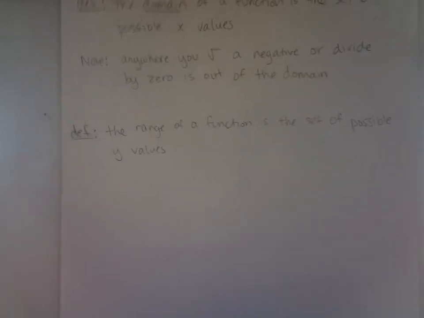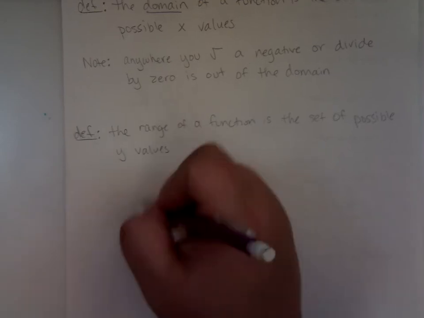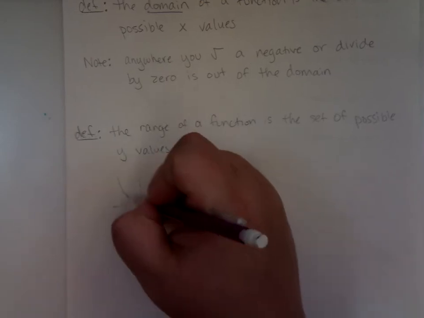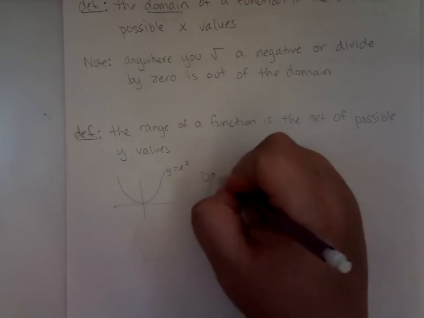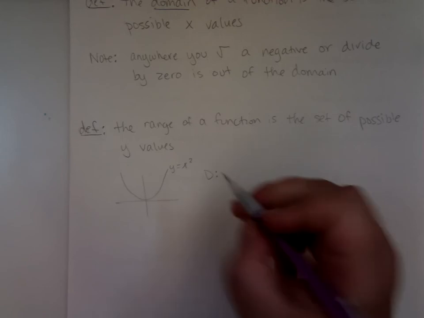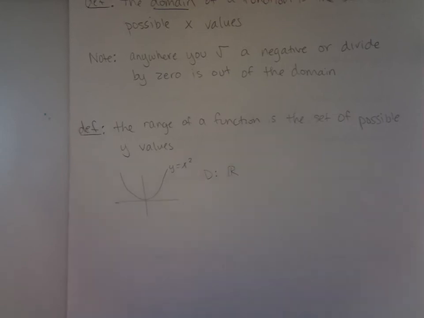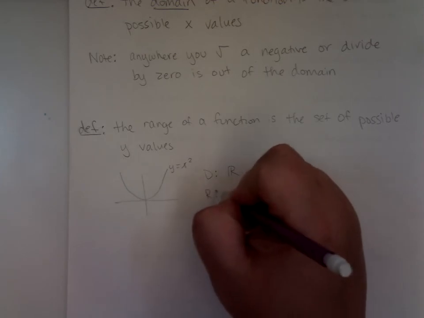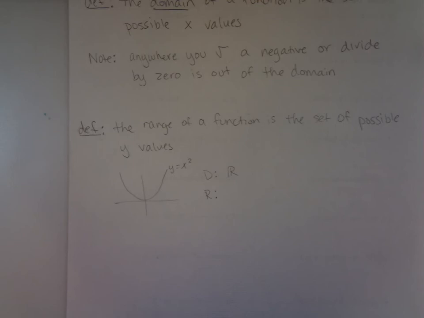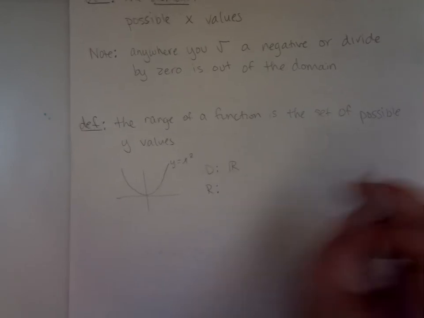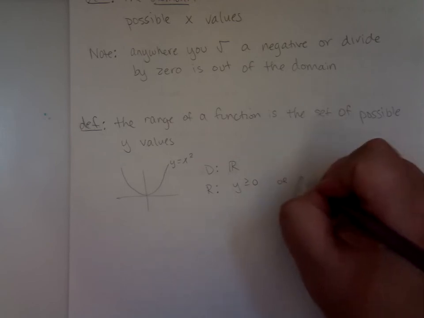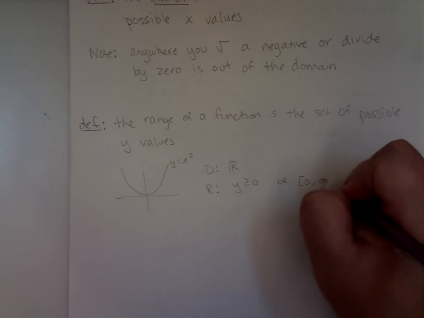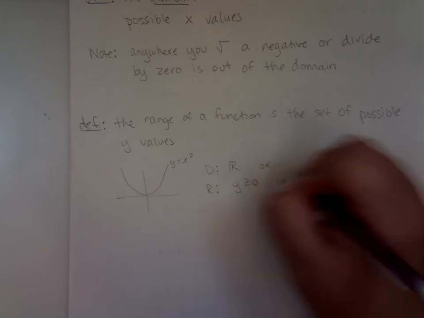So for something like y equals x squared, the domain, we can use all real numbers to plug in for x, but if we look at the range, we know that it's always going to come out positive or non-negative. So we would say the range is y is greater than or equal to 0, or we could say from 0 to infinity, and likewise here, we could say from negative infinity to positive infinity.